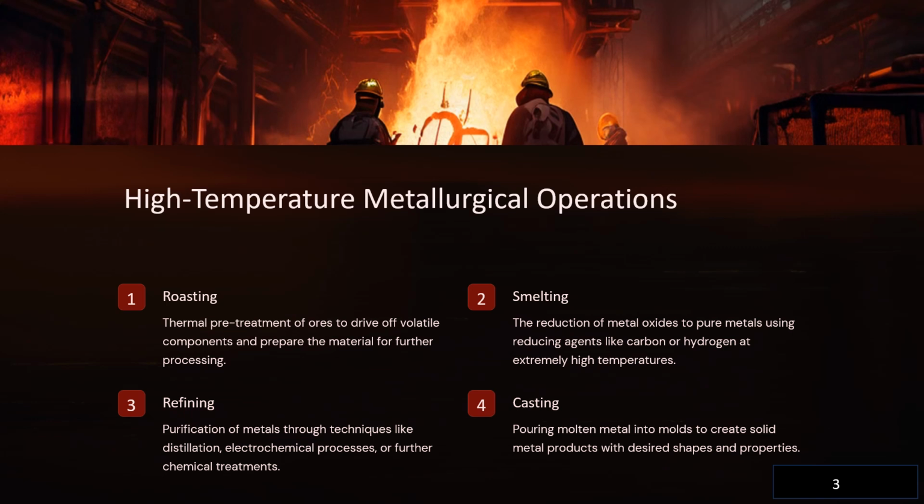And lastly, casting. Casting is pouring molten metal into molds to create solid metal products with desired shapes and properties. After all the processes of roasting, smelting, and refining, we get a molten form of the metals, and we have to pour it into molds to make different kinds of shapes. This process is called casting.